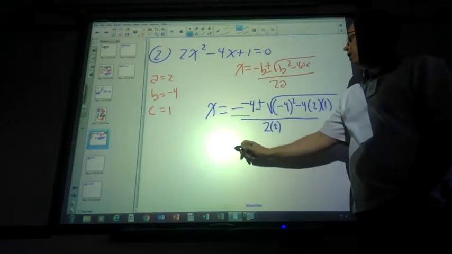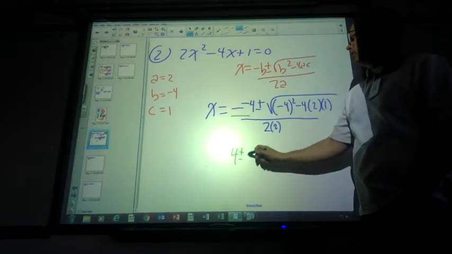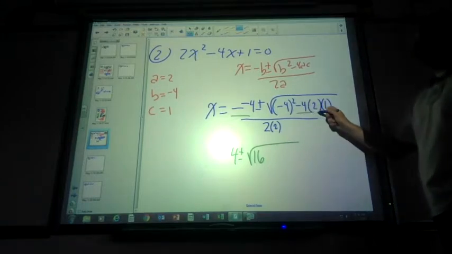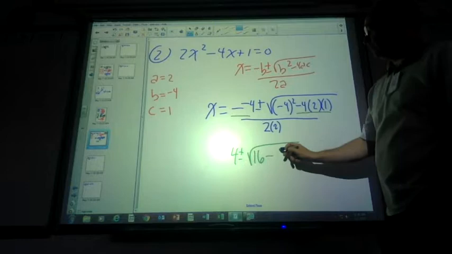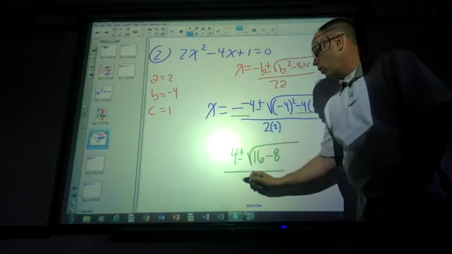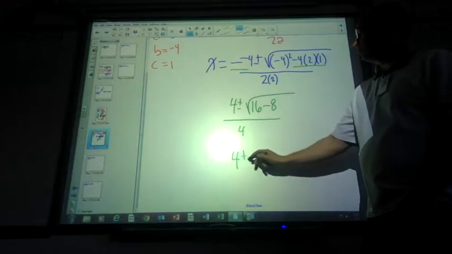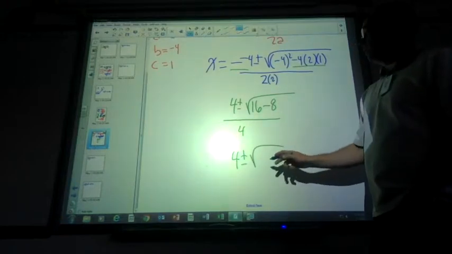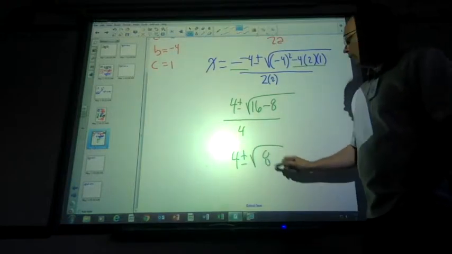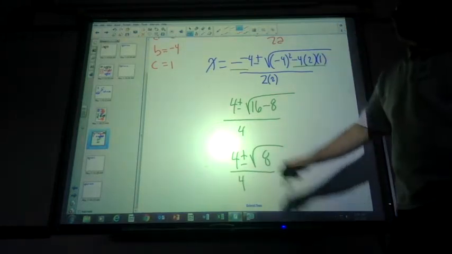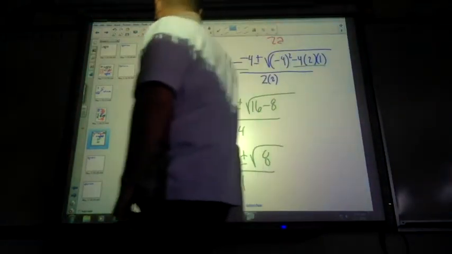We got something that changes here. That's 4 plus or minus the square root of 16. Negative 4 times 2, negative 8. Negative 8 times 1, negative 8, over 4. Do the math. 16 minus 8 is 8, over 4. 3 out of 4 points right there. Why? Because it's not in simplest radical form.